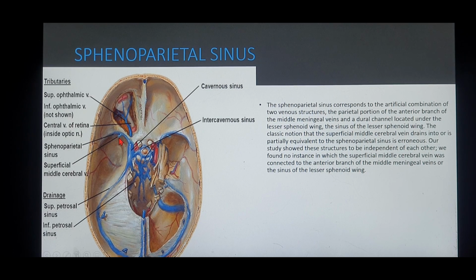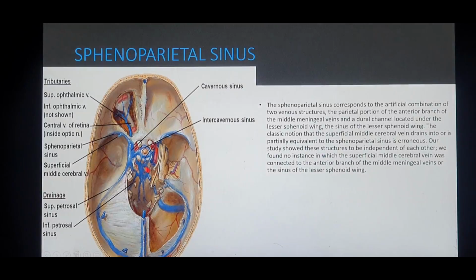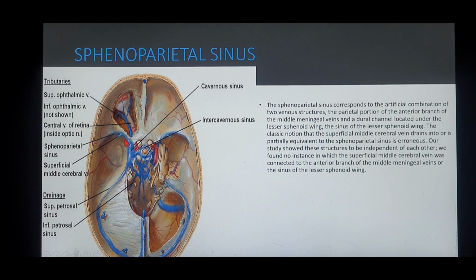But new recent studies have shown that it is a combination of two structures, which is the parietal portion of the anterior branch of the middle meningeal vein and a dural channel located under the lesser sphenoid wing. So you can see over here, this is a sphenoid body, that's the lesser wing. Under that, you can get a sinus, and there you can get an anterior branch of the middle meningeal vein. So the union of those two forms the sphenoparietal sinus.